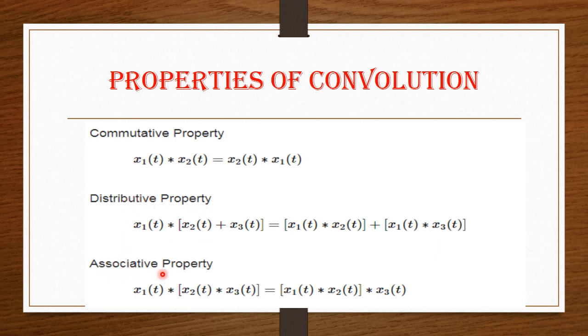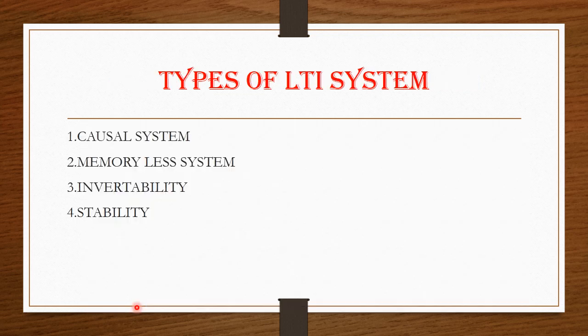The third one is the associative property: x1 of t convolution x2 of t convolution x3 of t can be written as x1 of t convolution x2 of t, the whole convolution x3 of t. This property is called the associative property. Next, there are four important types of LTI system. The first one is the causal system, the second one is the memoryless system, the third one is invertibility, and the fourth one is stability.